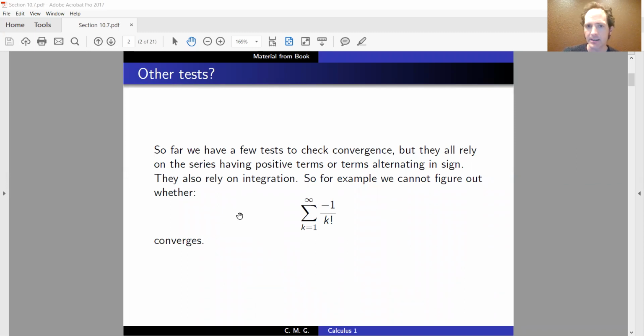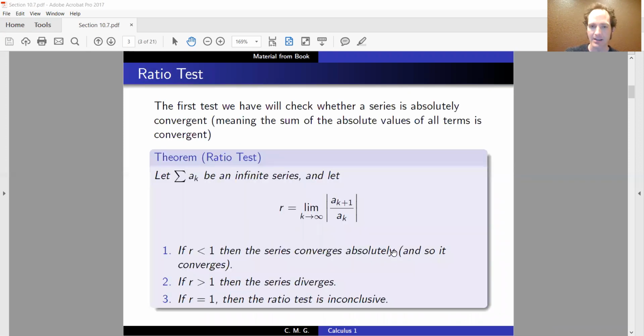And it turns out what we can do here is talk about the ratio of two terms in my series, the term and the next term in the series, and that will tell me whether this thing is actually convergent or not. So in particular, the first test we have is this ratio test. I take the absolute value of the ratio of the next term, the k plus 1 term, divided by the k term, and I take the limit as k goes to infinity.